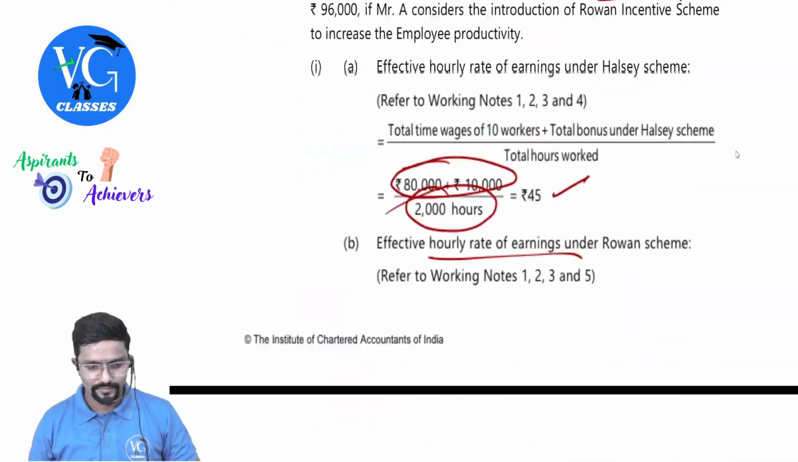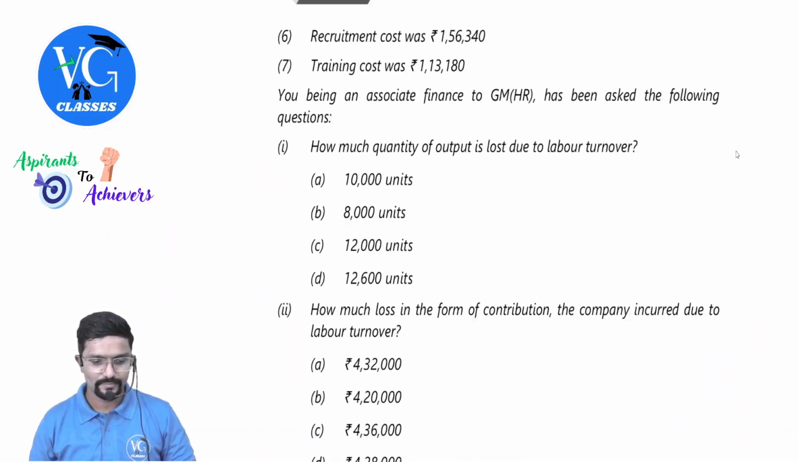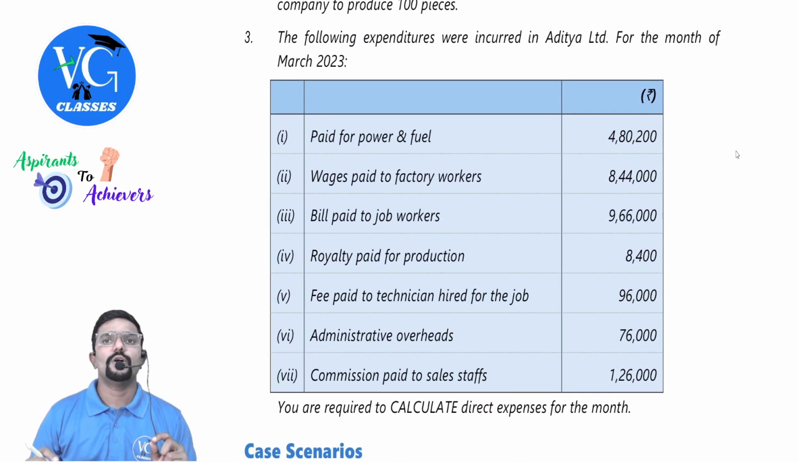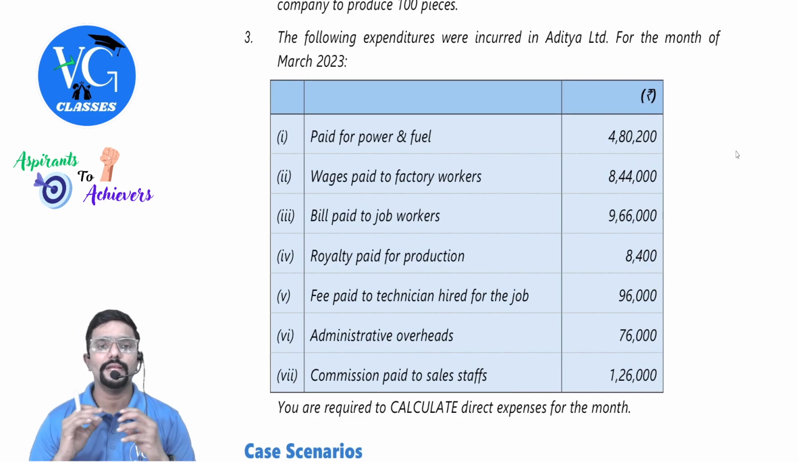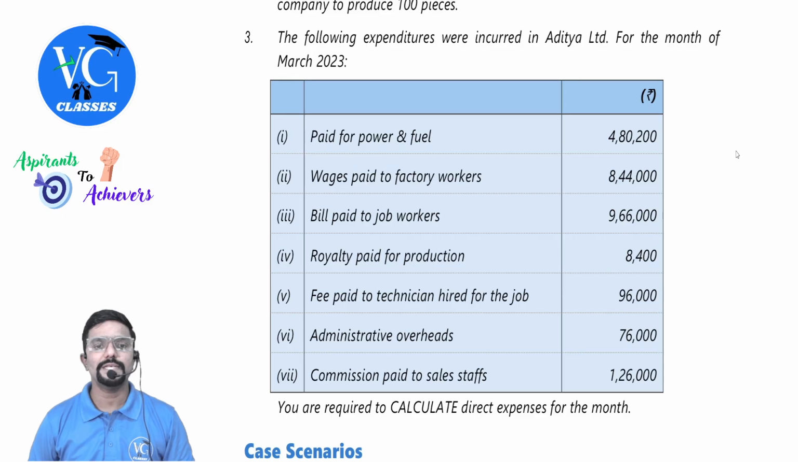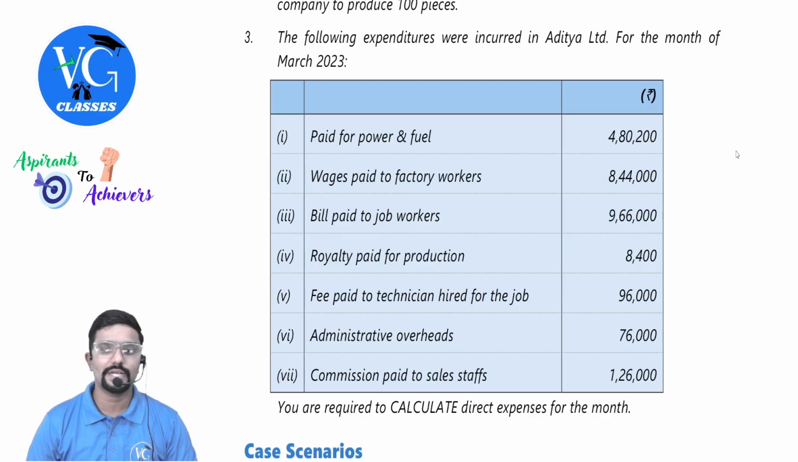One more question. Question number 3. The following expenditures were incurred in Aditya Limited for the month of March 2023. Paid for power and fuel 4,80,200. Wages paid to factory workers 8,44,000. Bill paid to job workers 9,66,000. Royalty paid for production 8,400. Fee paid to technician hired for a job 96,000.